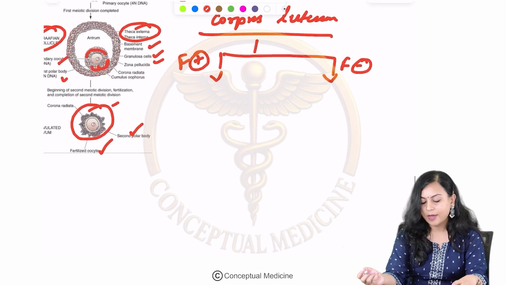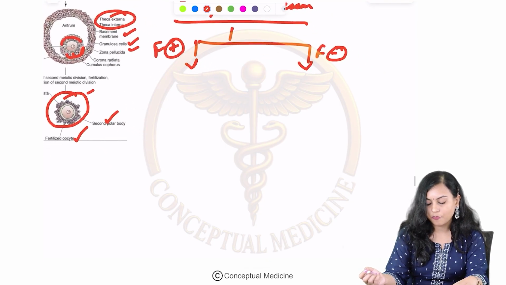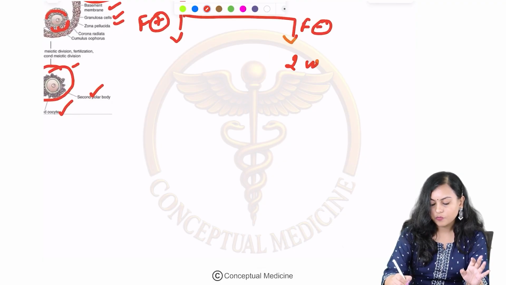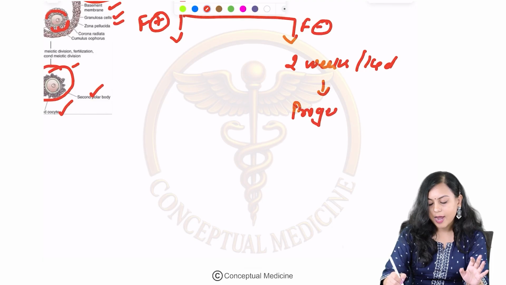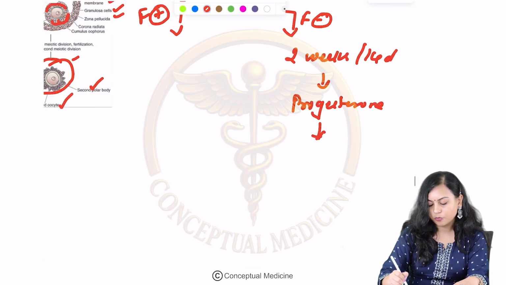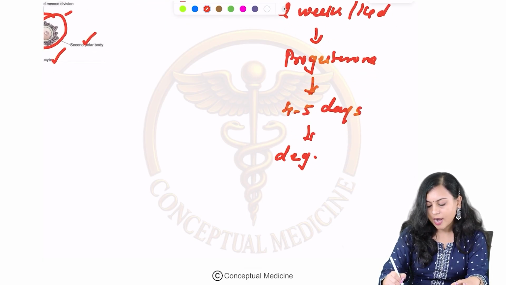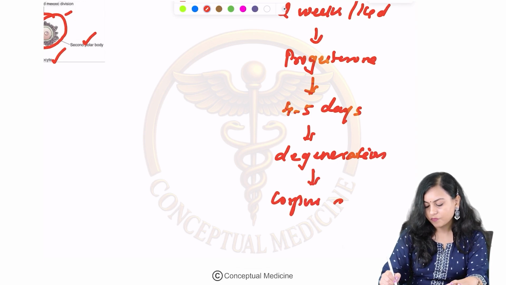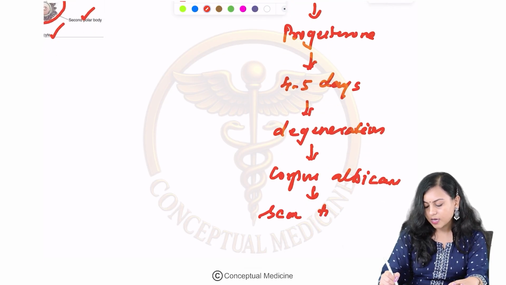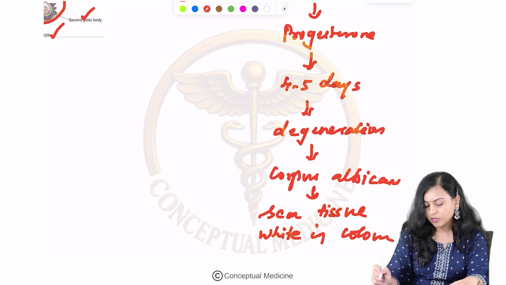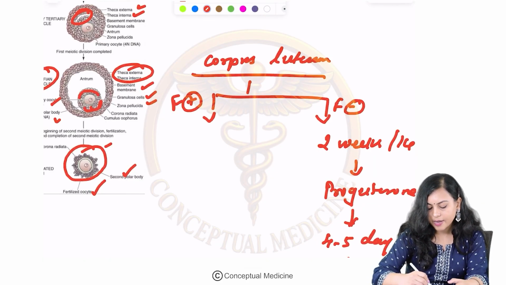If the fertilization does not happen, then it will be known as the corpus luteum of menstruation, where it will be present for 2 weeks, say 14 days, right? It will produce the progesterone hormone, and some 4 to 5 days prior to menstruation, it will go for degeneration and form corpus albicans, which is nothing but a scar tissue, white in color. Corpus luteum is generally a yellow colored structure.